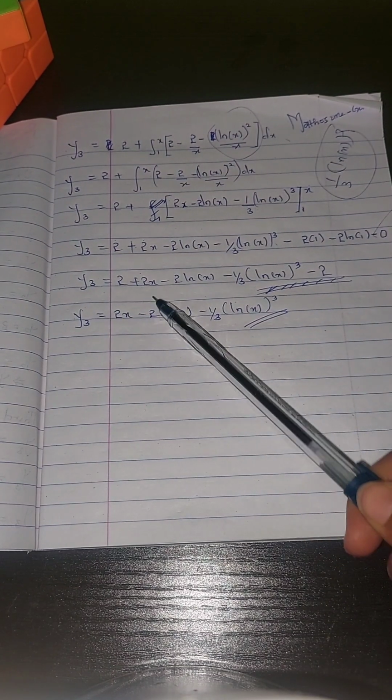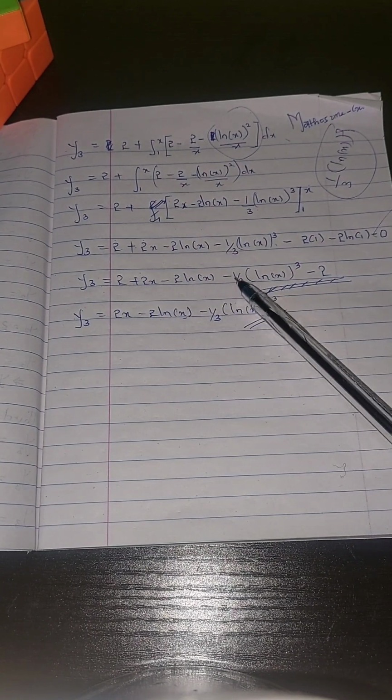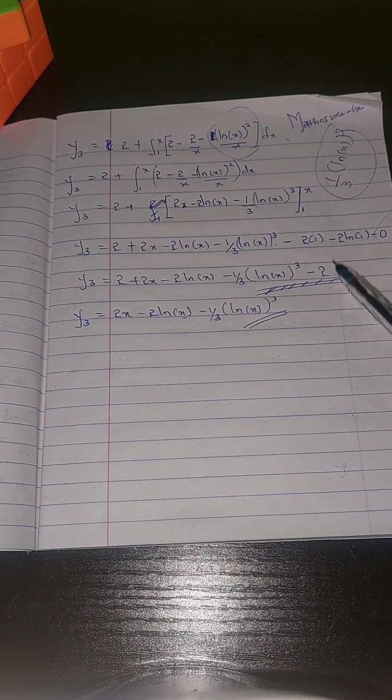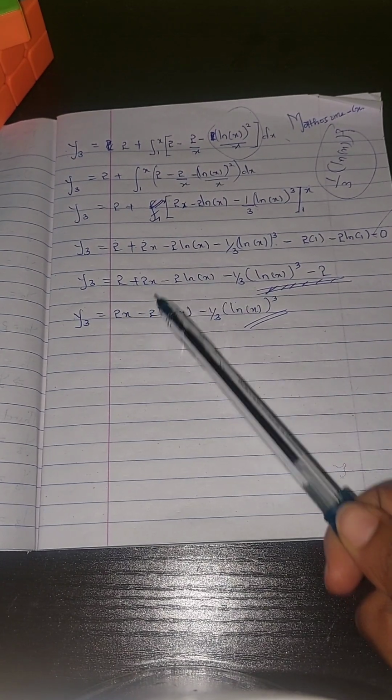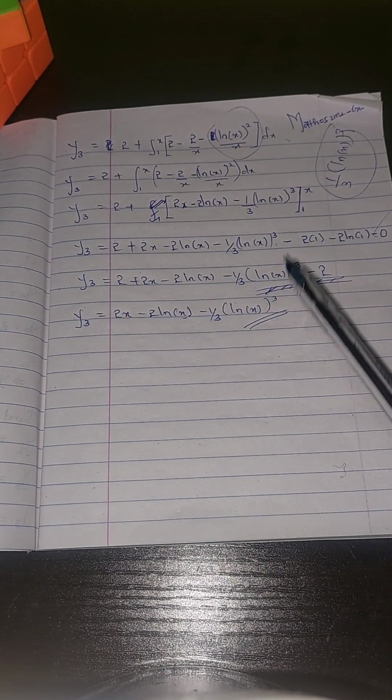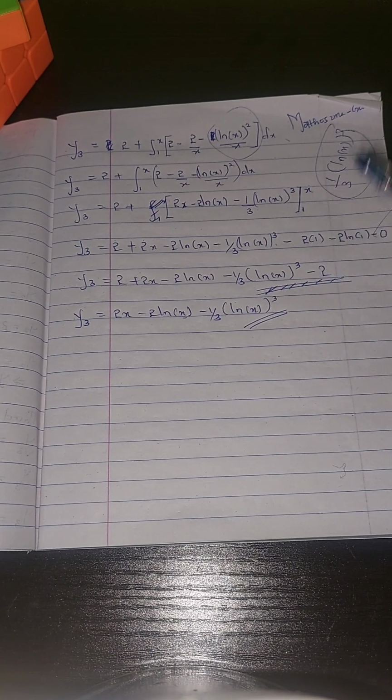I have y3 equals 2 plus 2x minus 2 ln x minus 1 over 3 ln x all cubed minus 2. So this 2 minus 2 will turn to 0. So I can automatically have 2x minus 2 ln x minus 1 over 3 ln x all cubed. So that's the solution to this question.